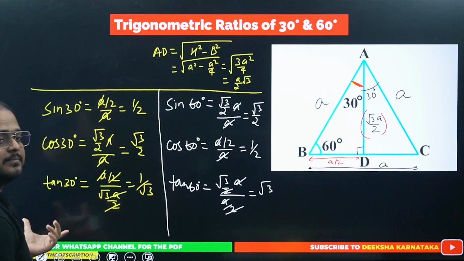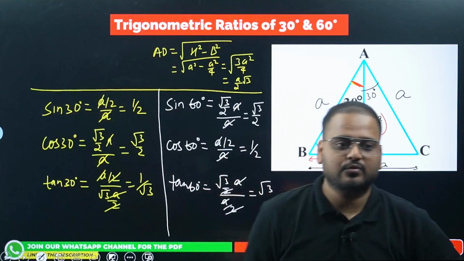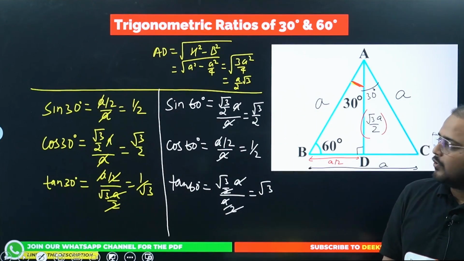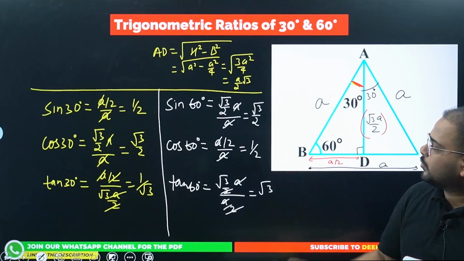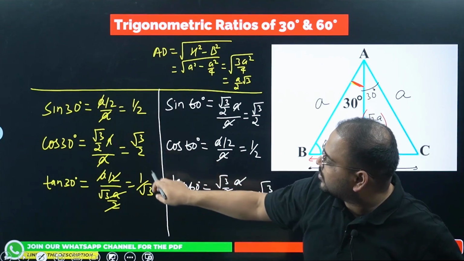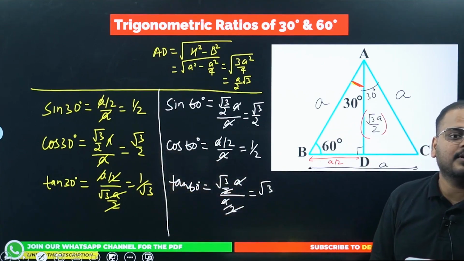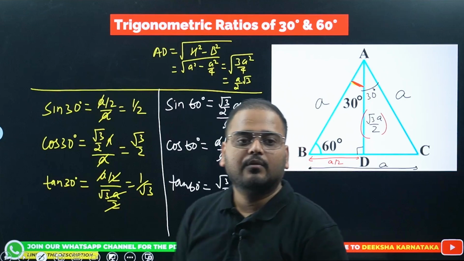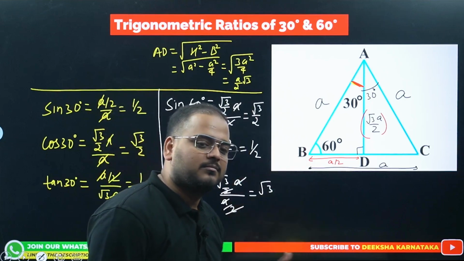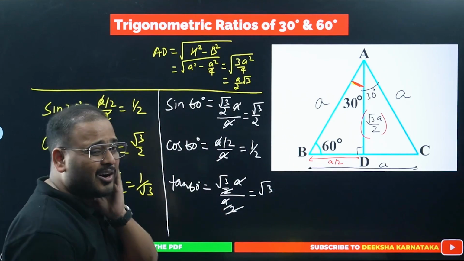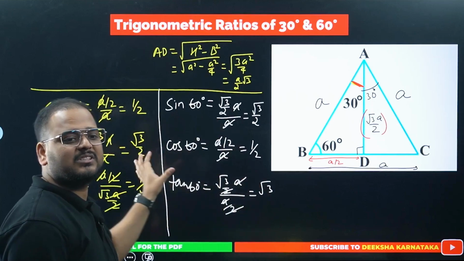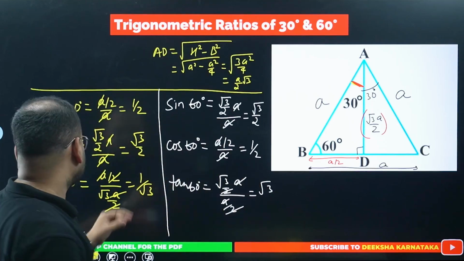I hope this is clear. If you can't see, let me move it to this side. For 60: root 3 by 2, 1 by 2, root 3. For 30: 1 by 2, root 3 by 2, 1 by root 3. Clear? Okay. We have got reciprocals. How will we get them? For sec, cosec and cot, take the reciprocal of these values. For 60 and 30, individually you will get the answers.